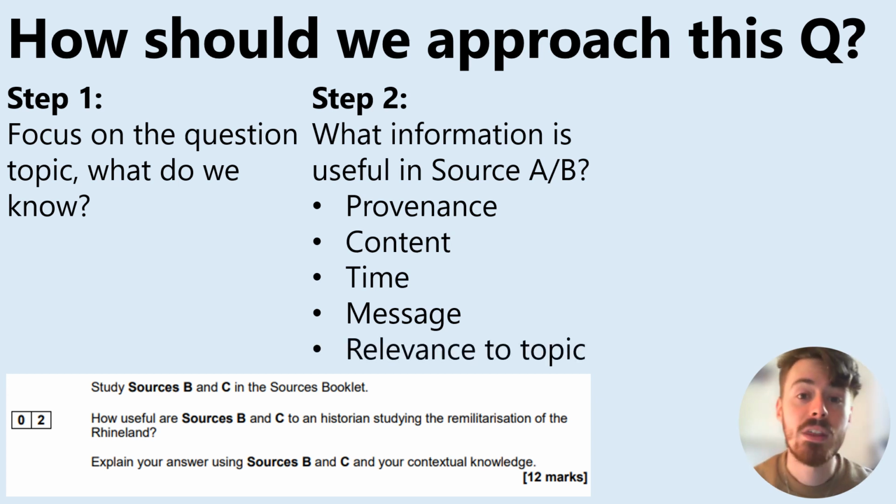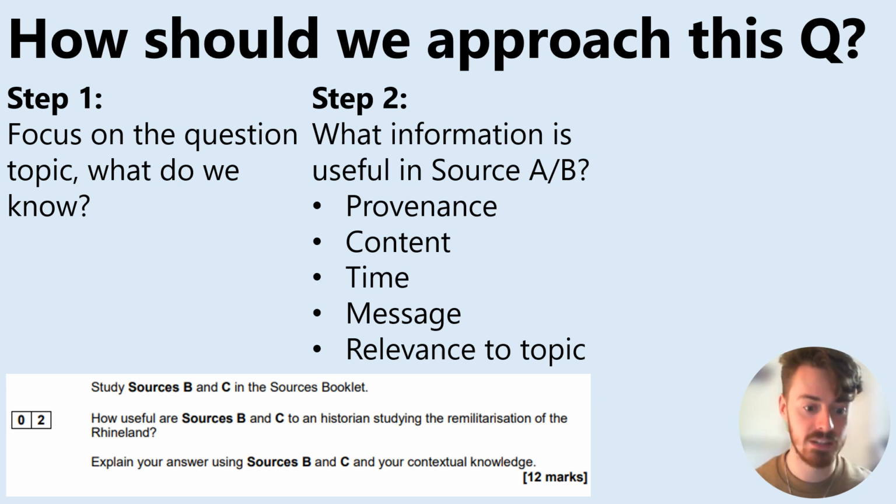And lastly, we think about the relevance to the topic. What elements of this, in this case, the remilitarization of the Rhineland, is it talking about? What is it mentioning and making reference to? Is it telling us why they remilitarized the Rhineland? Is it telling us how they remilitarized the Rhineland? Is it telling us about the consequences of that event? We want to link, we want to think, and we want to analyze all of this.